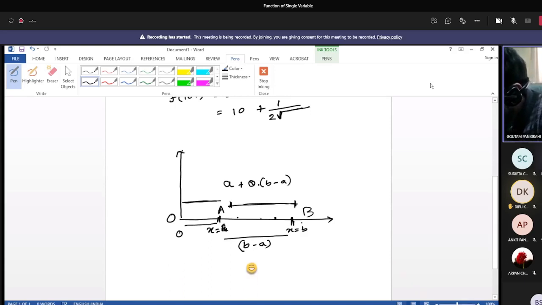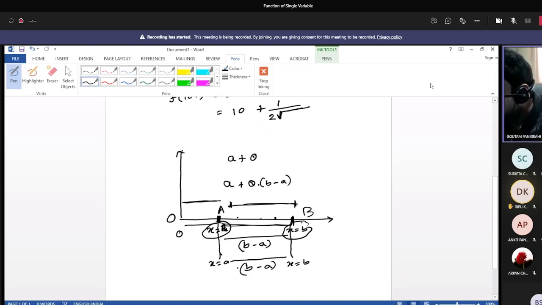Sir, once more, please repeat. This length is b minus a. This point is x equals to a. This point is x equals to b. b is the higher value, a is the lower value. So the length of this interval is b minus a. And as this is x equals to a, this length is a.